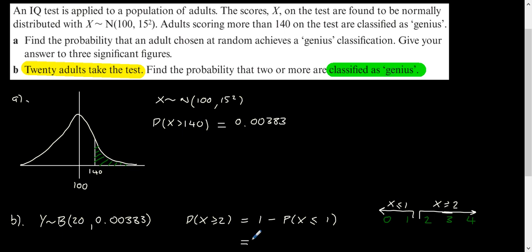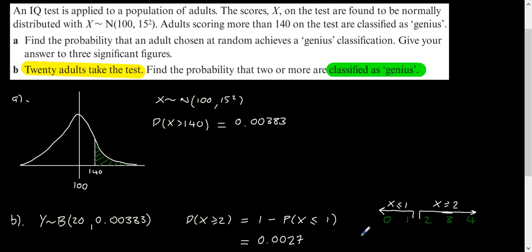So number of trials is 20, probability of success 0.0033, and the probability here is 0.0027, and I've used 4 decimal places there. So there is a 0.27% chance that 2 or more are classified as genius from this test.